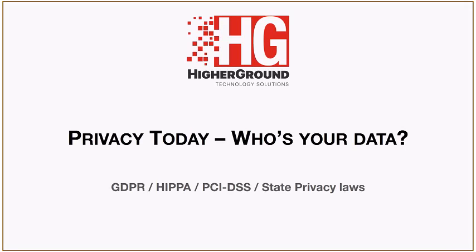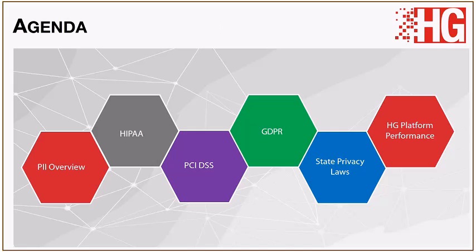And today we're going to be talking about privacy and all the different things that are going on out there, especially around GDPR, HIPAA, PCI-DSS, and state privacy laws. What we will go through is a quick overview of what personally identifiable information is. We will talk about HIPAA. We'll talk about PCI-DSS, GDPR.